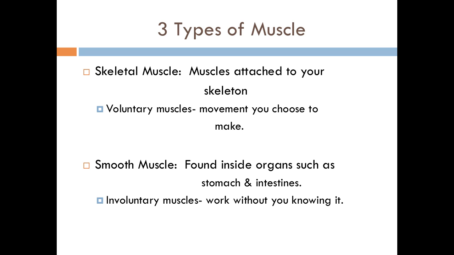With smooth muscle, this is found inside organs such as the stomach and intestines. These smooth muscles are considered involuntary. They work without you knowing it. Some other involuntary muscles would be like your eyelids. You're not constantly thinking blink, blink, blink. You're not telling yourself to blink constantly. Your body's just doing it automatically. Same thing with your intestines and your organs on the inside. You're not telling them to function. They're automatically doing it.